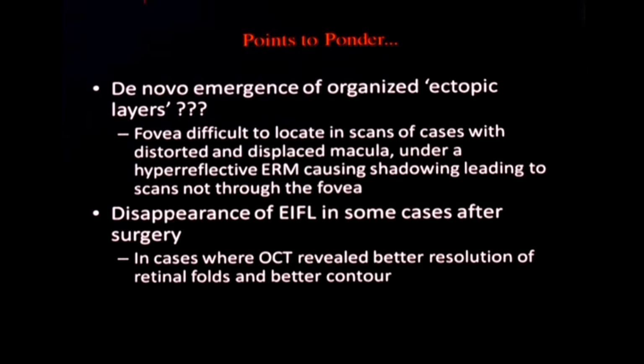Now, the points to ponder, the ones that I would like to discuss in this meeting: I would be very happy with the staging of the epiretinal membrane, but something which I could not digest was a de novo appearance of very organized, layered ectopic retinal layer on top of the fovea. Where did this tissue come from?